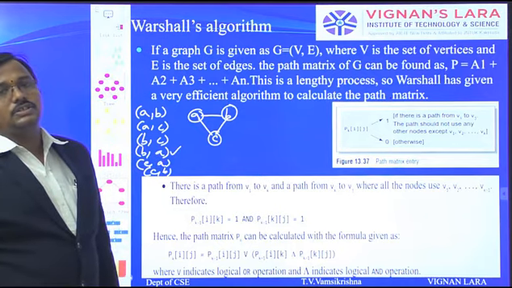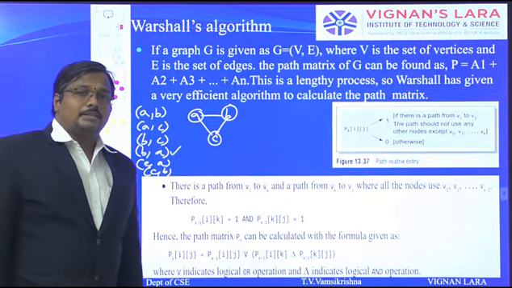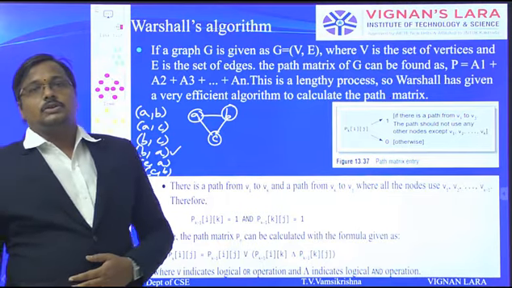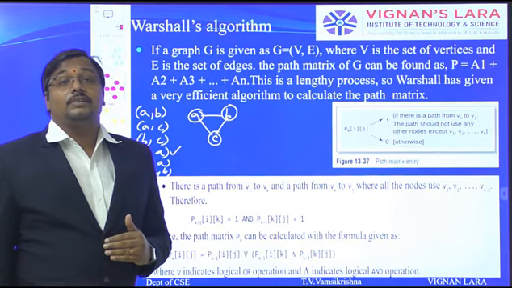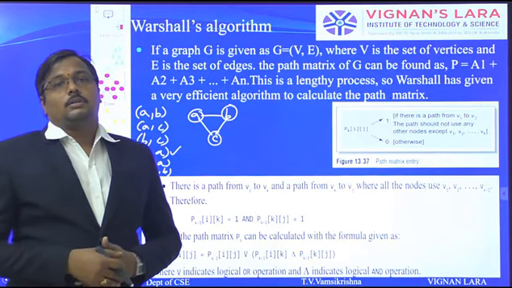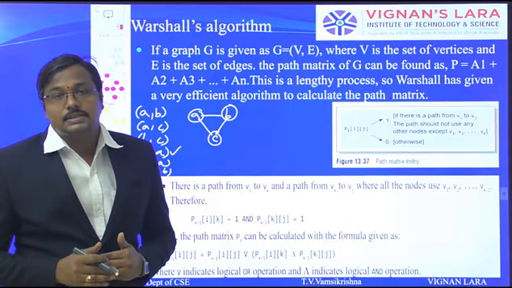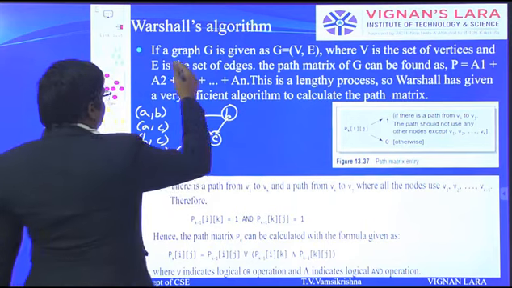In other terms, you can say we are defining a path matrix. That is, whether a path exists between two distinct vertices or not. So first we are looking at that one only.